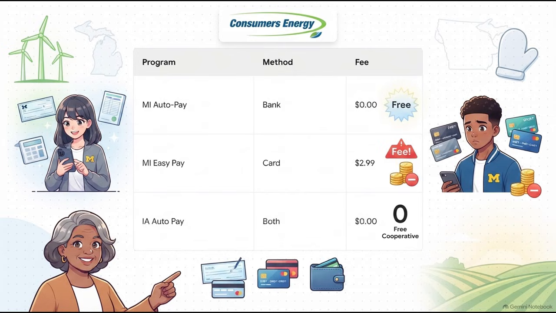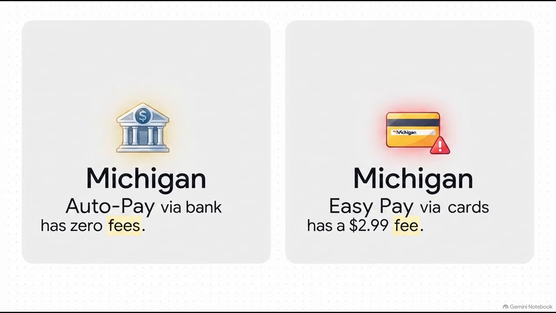Now on the flip side, if you're a member of the independent Iowa Cooperative, their Autopay system accepts bank accounts, debit, and credit cards, and all of those come with 0 cooperative surcharges. For the vast majority of you watching who are in Michigan, this right here is the most important comparison. Standard Autopay, the one using your checking account routing number, is completely free, $0.